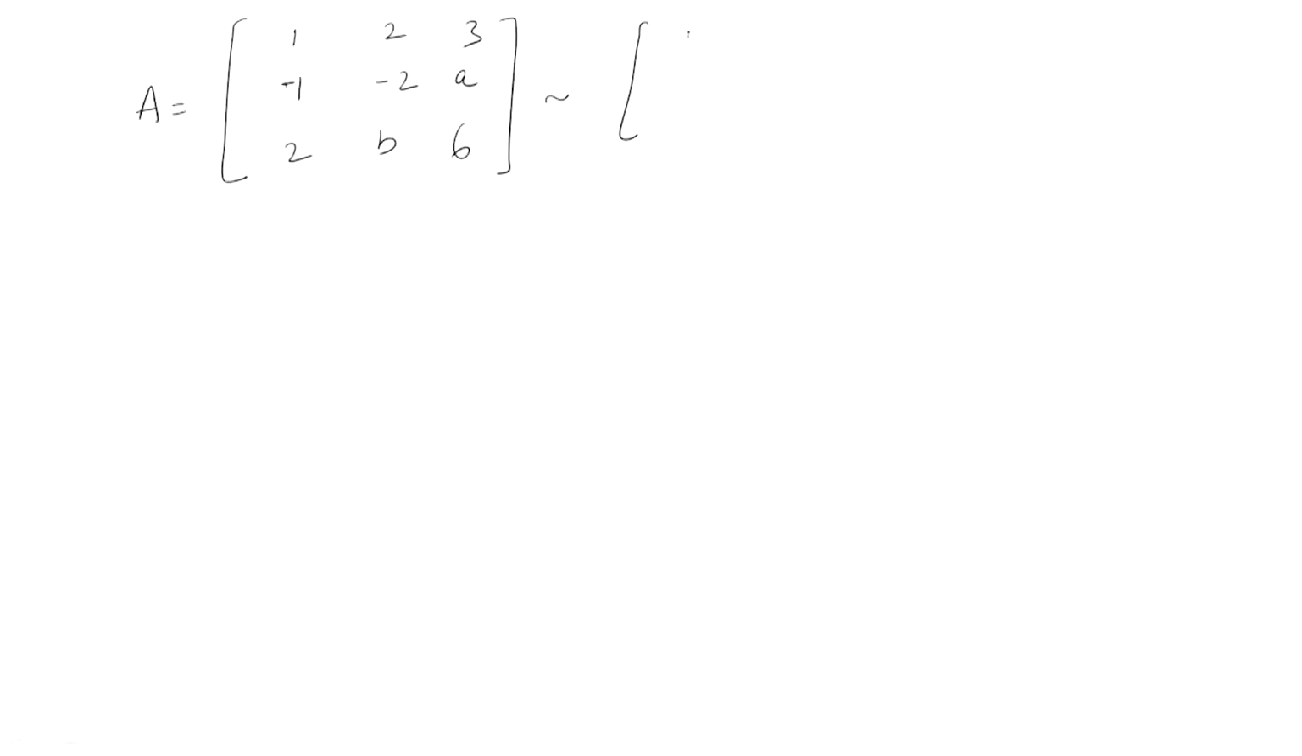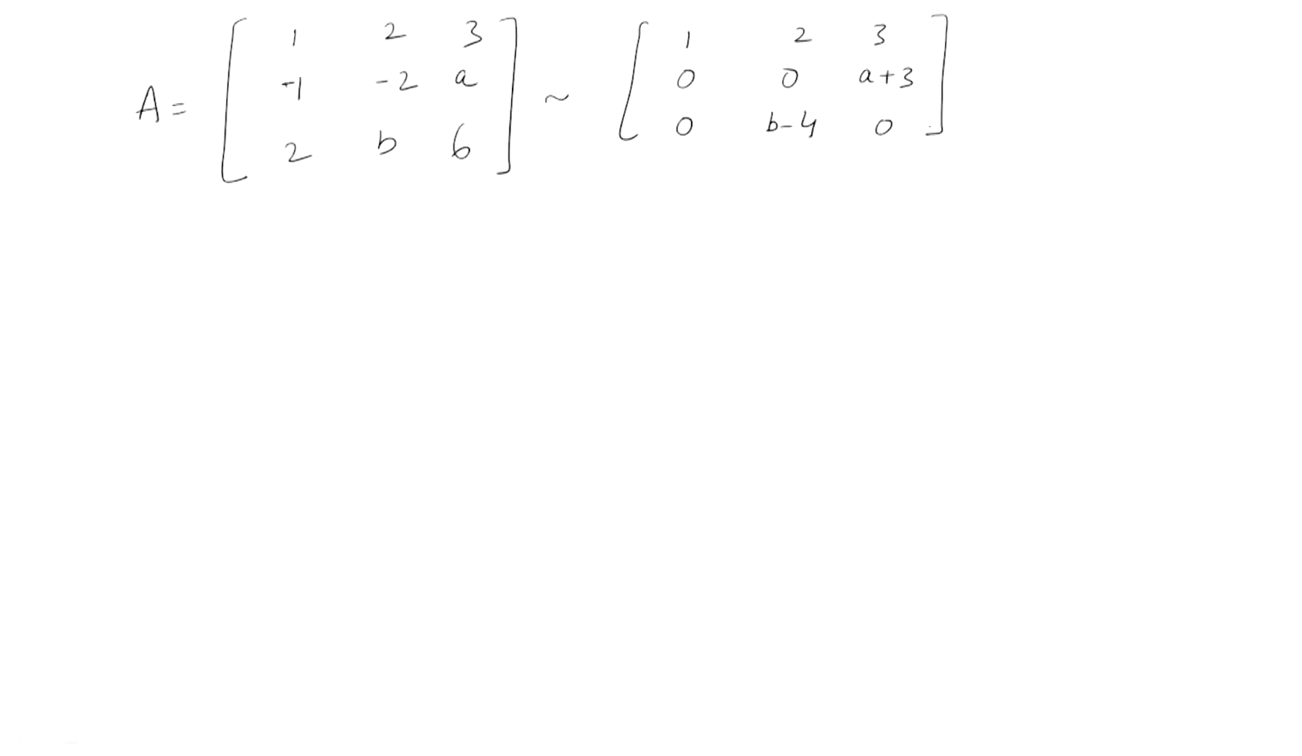So, you see 1, 2, 3 will remain the same. You will make 0 here with the help of this. So, it is simply this plus this is 0. The same operation you will apply on the entire row. This plus this is 0, this plus this is a plus 3. You will make 0 here with the help of the first row. So, this minus 2 times this will make 0 here. This minus 2 times this will be b minus 4. This minus 2 times this will be 0.